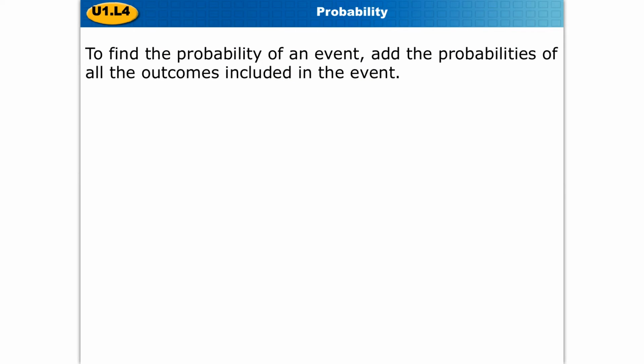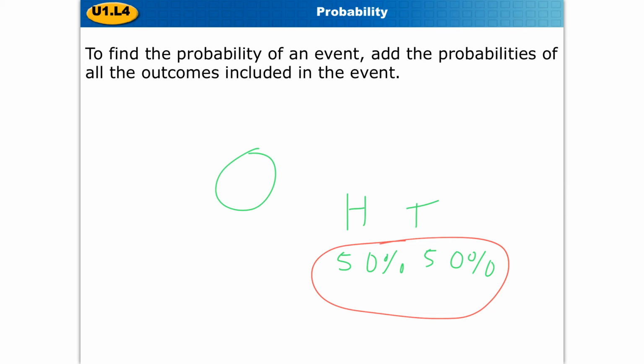Now this statement: to find the probability of an event, add the probabilities of all the outcomes included in the event. An example of that would be if you flip a coin, your 2 possible outcomes are heads or tails. Heads had a 50% chance, tails had a 50% chance. If I asked you what's the probability of getting heads or tails, you would add these together to get 100%. You flip a coin, you'll always get heads or tails on a standard coin.